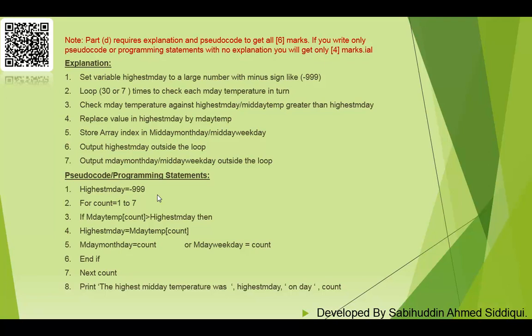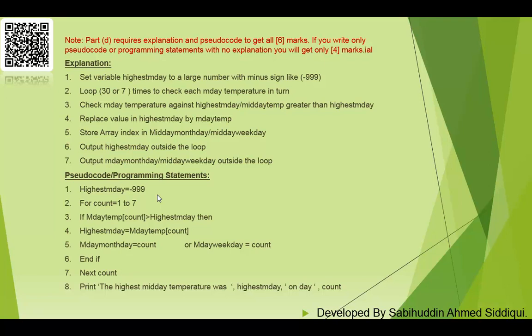Then you have for count equals to 1 to 7, because you are writing the pseudocode for 7 days. Then if midday temperature count is greater than highest midday, then highest midday equals to midday temperature count. You know this condition very well. So now midday count or midday month equals to count. That means midday month should be equal to count, or midday week should be equal to count.